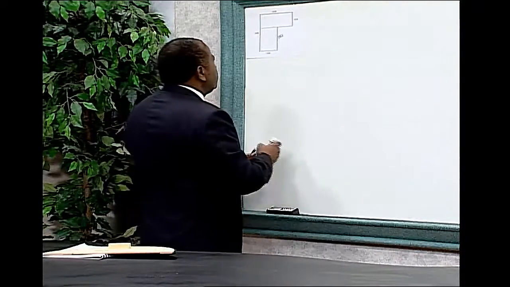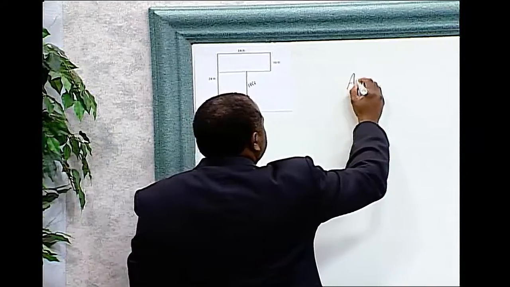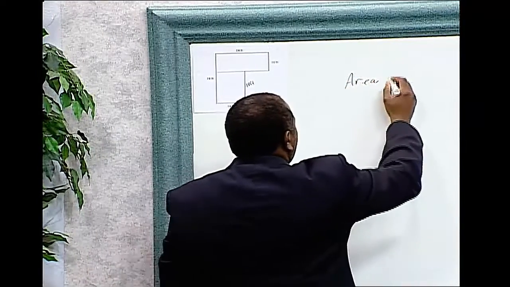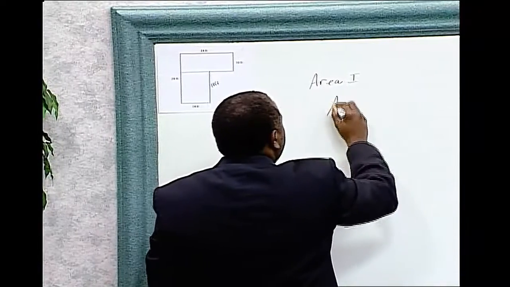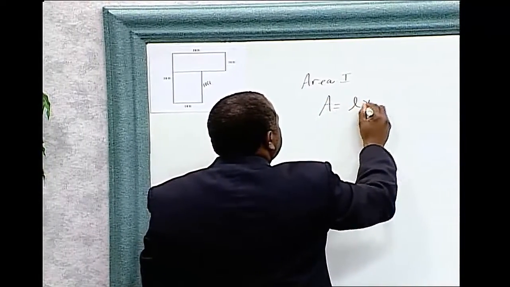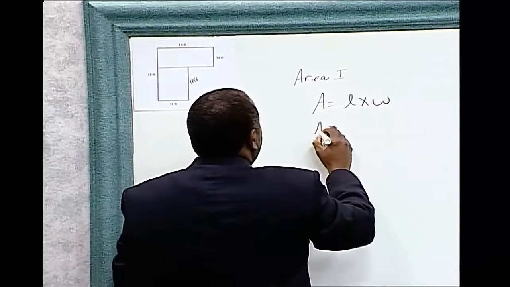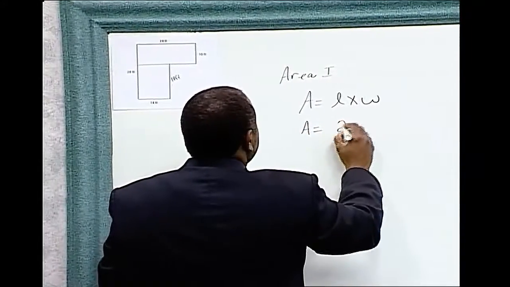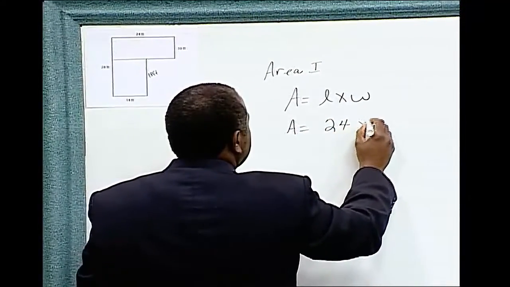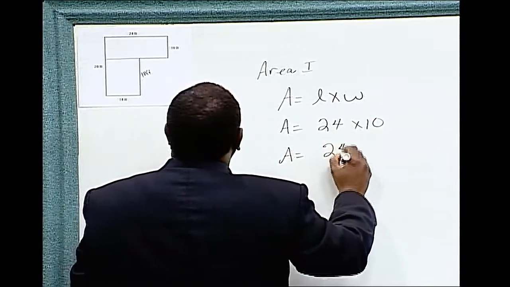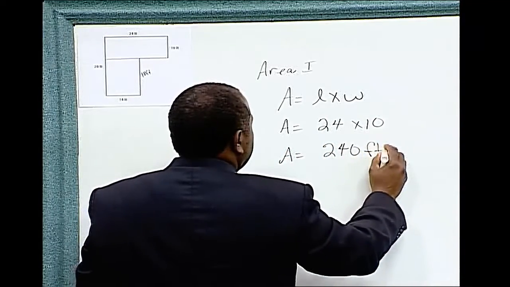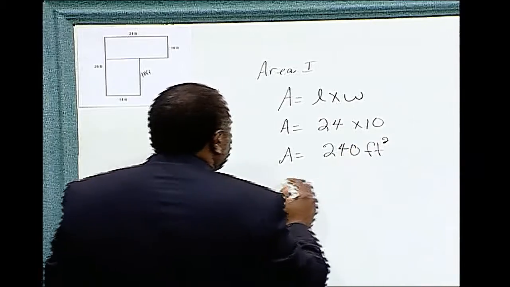So in order to find the area of this particular figure, we find the area of region 1 by using the formula A is equal to L times W. A is equal to 24 times 10. A is equal to 240 feet squared.